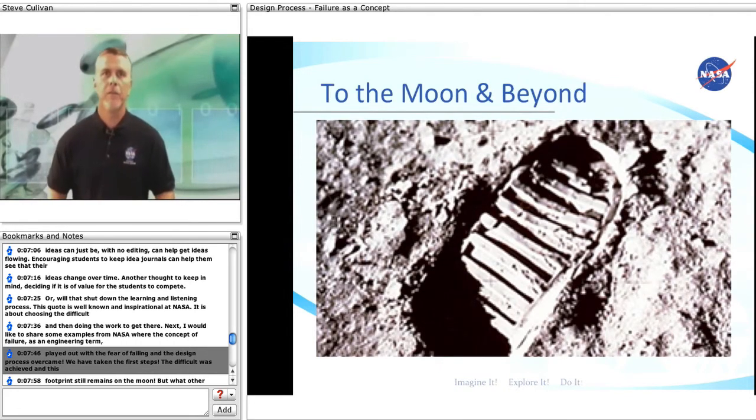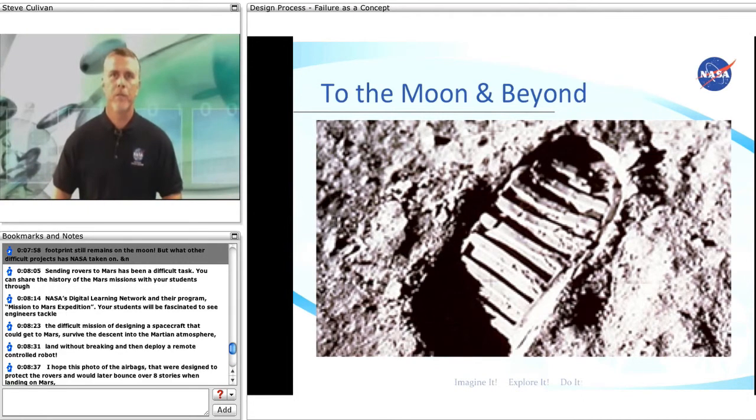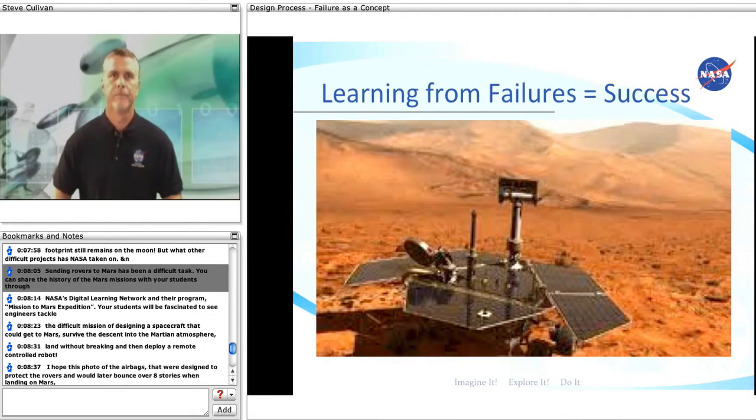We have taken the first steps. The difficult was achieved, and this footprint still remains on the moon. But what other difficult projects has NASA taken on? Sending rovers to Mars has been a difficult task.